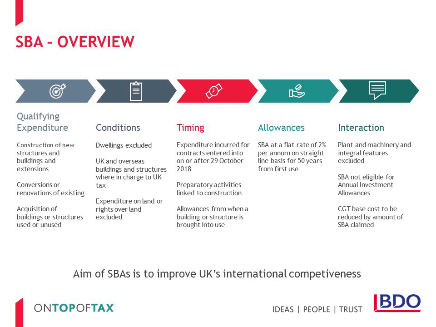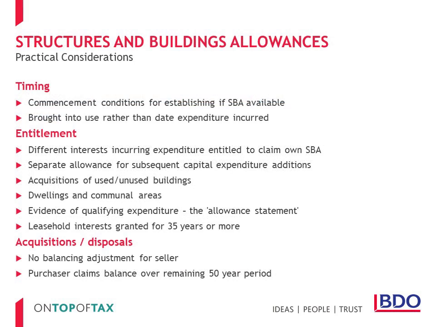One of the major differences is the interaction with capital gains tax. On disposal of an asset, any structures and buildings allowances that are claimed will need to be taken into account in the capital gains tax calculation. This will reduce the base cost of the asset. This means that the allowance will really be a timing difference rather than a permanent difference. In respect of the rules, there are some specific practical points that need to be considered to be able to claim structures and buildings allowances.